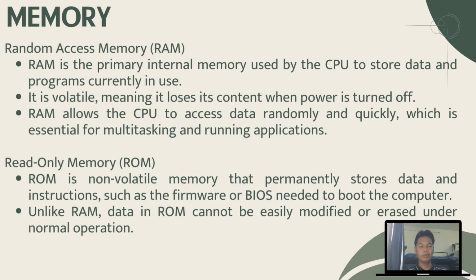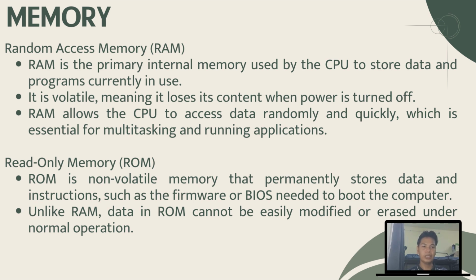Then we go to memory. So actually in memory, we have 2 types of memory. The first one is random access memory, RAM. The second one is read-only memory, ROM. So first I'm going to talk about RAM. RAM is a primary internal memory used by the CPU to store data and programs currently in use. It is volatile, meaning it loses its content when power is turned off. RAM allows the CPU to access data randomly and quickly, which is essential for multitasking and running applications.